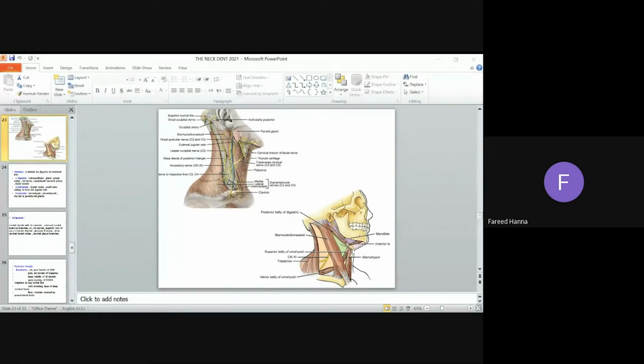Then we pass to the posterior triangle of the neck. This is bounded by the posterior border of the sternocleidomastoid, the superior border of the middle third of the clavicle, and the anterior border of trapezius, covered with the skin, superficial and investing layer. The floor of it is the prevertebral fascia covering the prevertebral muscles.